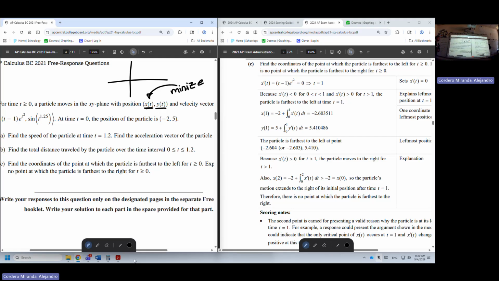You would do that like minimizing anything else: take the derivative of the function, which, nice, they already did for you. Find the candidates for the minimum and maximum by finding where that's 0, and then check your endpoints. Here you only have an endpoint. One endpoint is t equals 0.